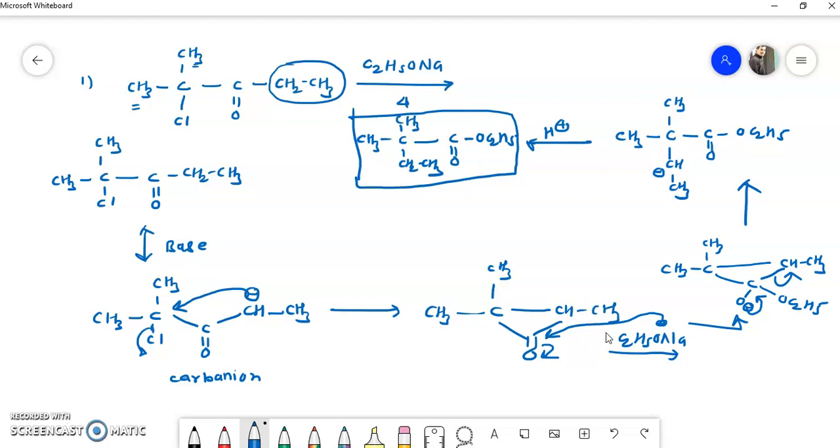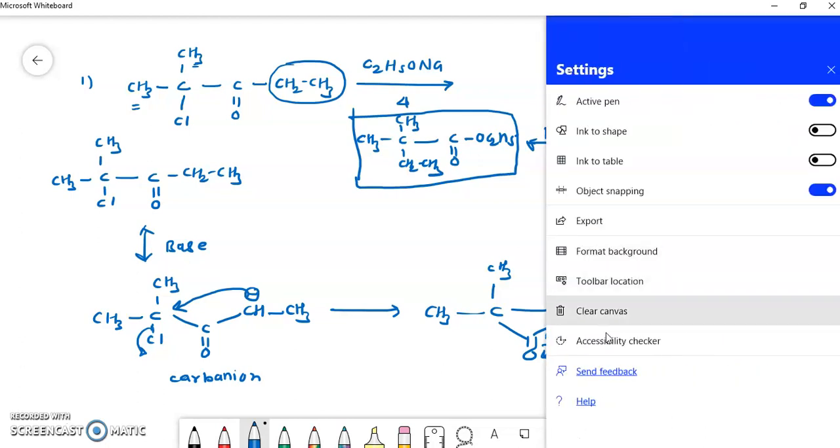Okay, so to write the product is very easy to interpret, but how that product is formed, that we have to learn by the mechanism. So to understand this, I have explained all these steps of the mechanism. So it is very easy to remember the mechanism and to draw the product of this reaction.